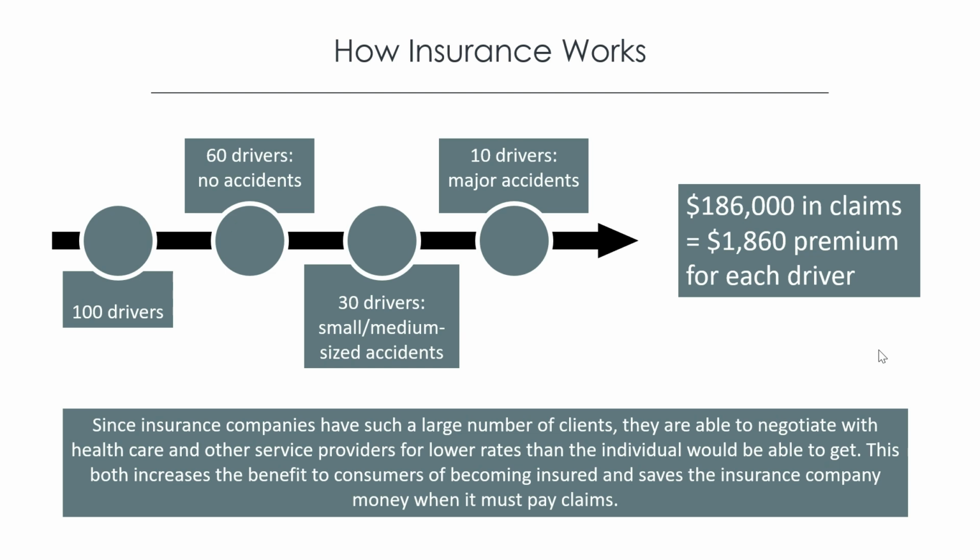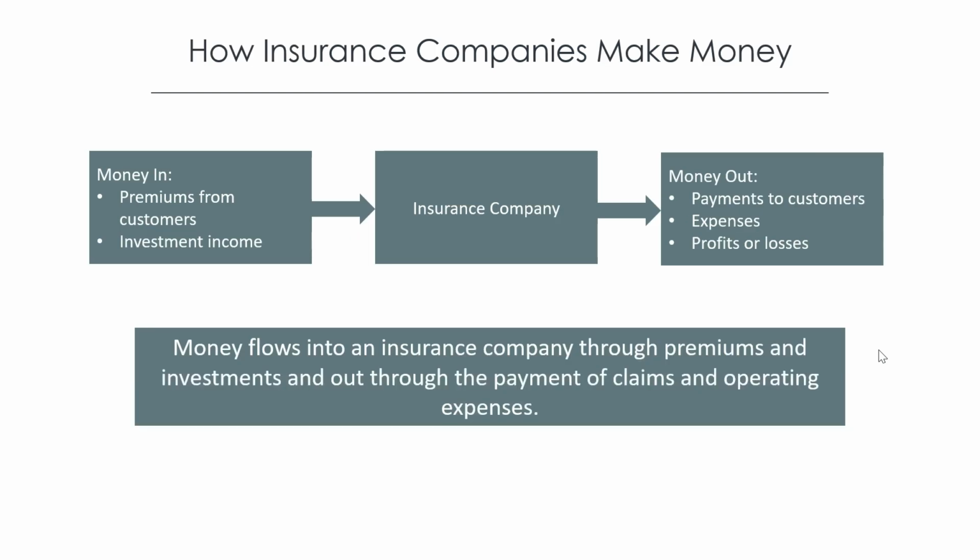Since insurance companies have many clients, they can also negotiate to get lower prices for these different accidents, like with healthcare providers or other clients. The insurance companies make their money by investing the pooled money that they've collected from their customers. And these investments, together with the premiums, are the cash inflows for the company, while the cash outflows mainly are the insurance payouts, but also their expenses and profits and losses.